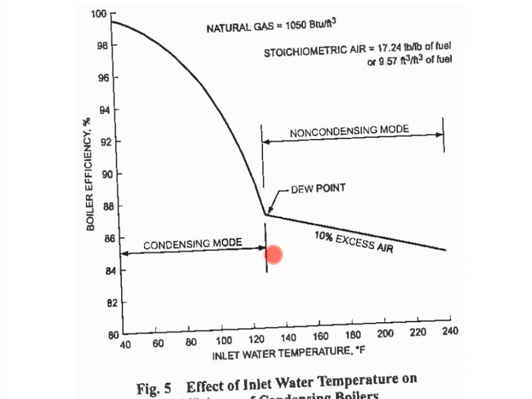The return water temperature of the boiler is cool enough to cause the flue gases to condense in the secondary heat exchanger, or in the case of a non-condensing boiler, in the regular heat exchanger, and save that latent energy in the boiler instead of letting it go up the stack. So we get a huge spike in efficiency.